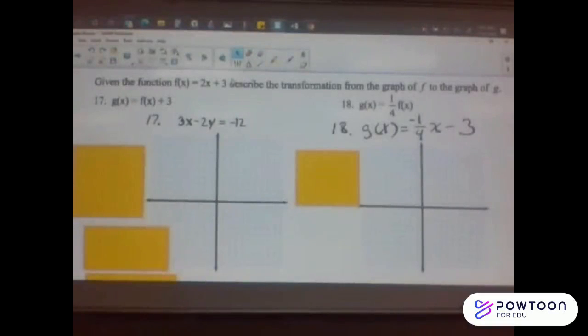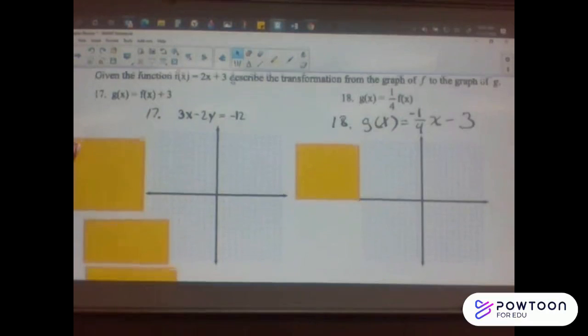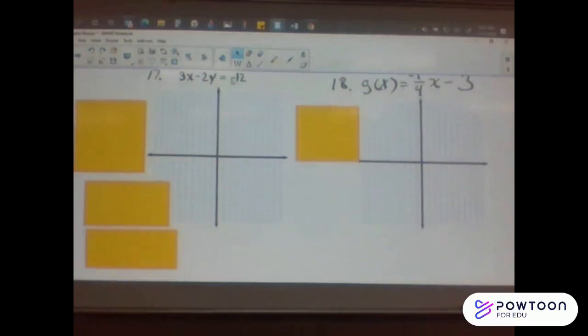Okay, I'm going to change problems 17 and 18. I'm not going to have transformations of linear equations on your test. So I'm going to give you a couple more practice problems for 17 and 18 on graphing. So go ahead and graph these two linear functions.